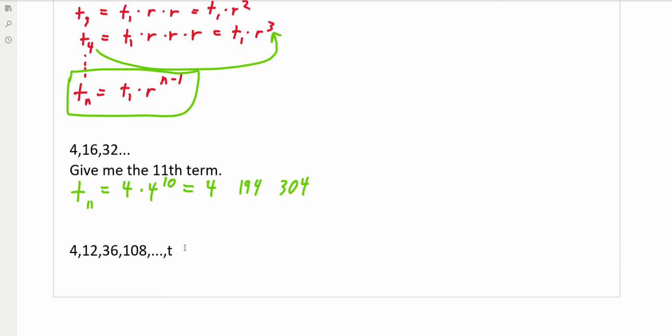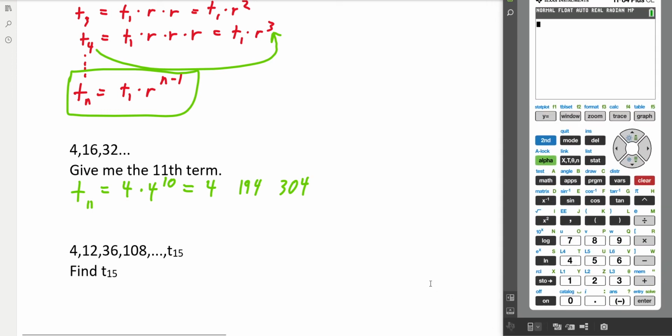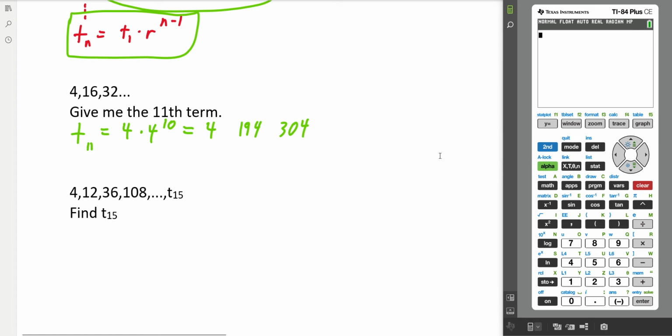And then I would go T15. And so I want you to find T15. At this point it's a good chance for you to pause the video and try it out for yourself before I do it up at the front here on the screen. All right, so let's go ahead and solve this.